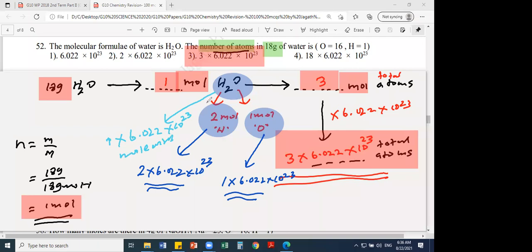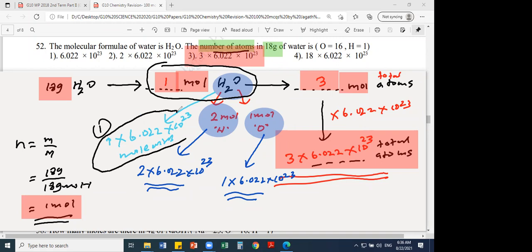That means you can see here, from this you can find 4 different things. From 1 mole of water, look at the screen everyone. From 1 mole of water, you can find number 1, molecules. What molecules? H2O molecules. You can convert that into H2O molecules. Then you can convert that into H atoms. This much of hydrogen atoms.